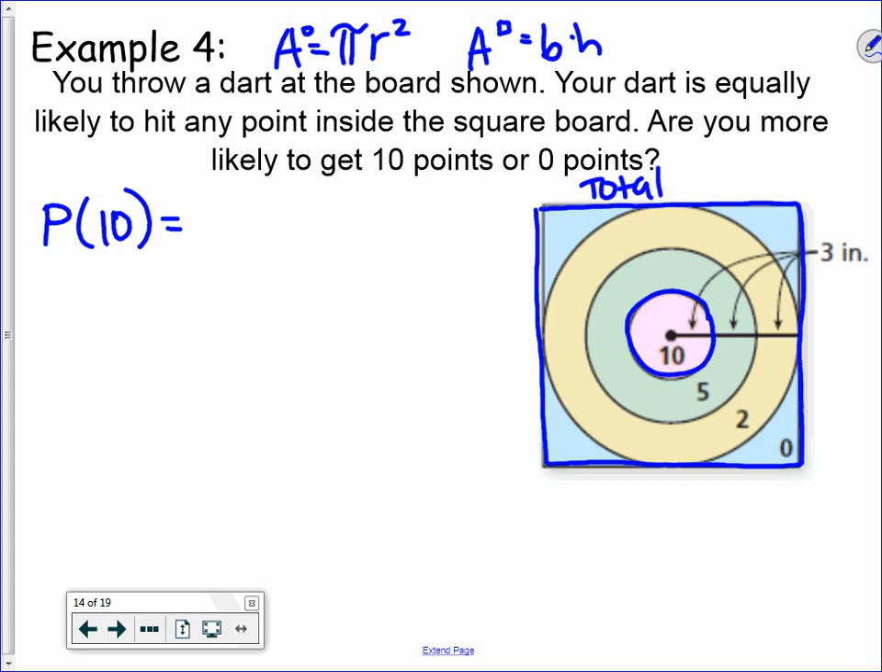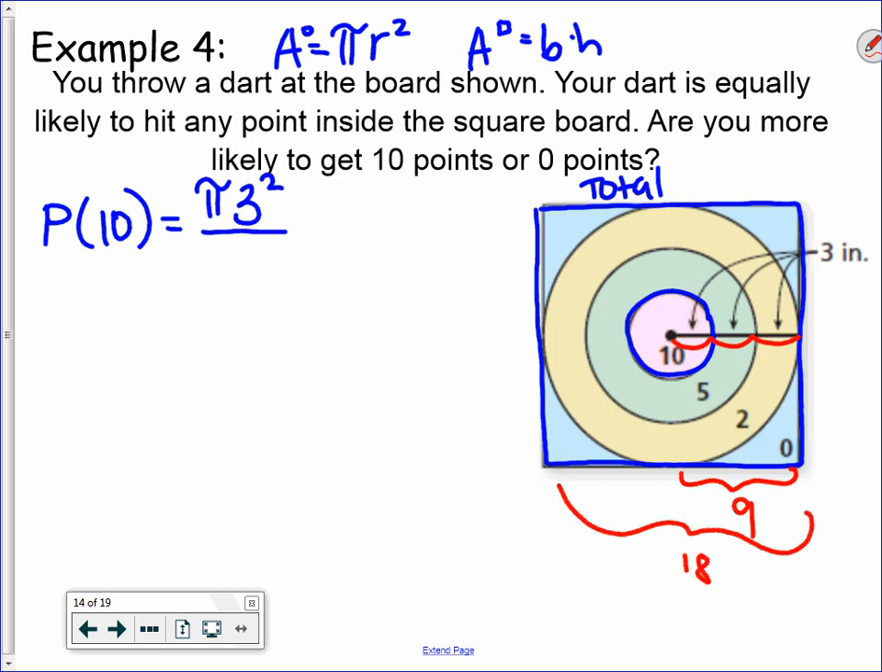So the probability of getting a 10 here, you've got a circle that is pi, the radius is 3 squared, all over the area of the square. Now the area of the square is kind of tricky. You've got 3 plus 3 plus 3, so half of this is 9, making the whole thing 18. So it's an 18 by 18 square, so 18 squared. You can multiply that through and get 9 pi over 324.